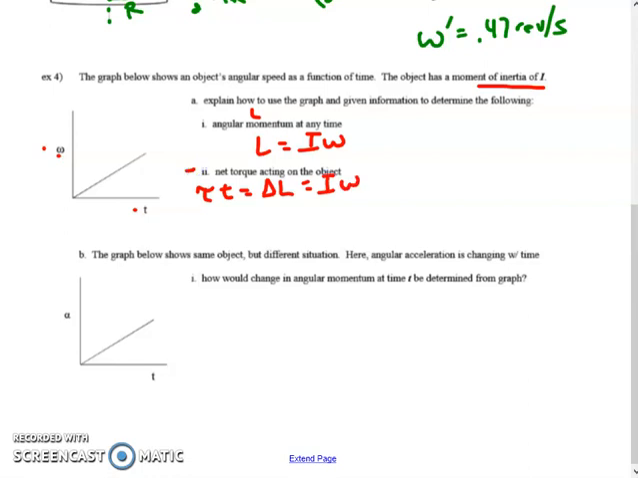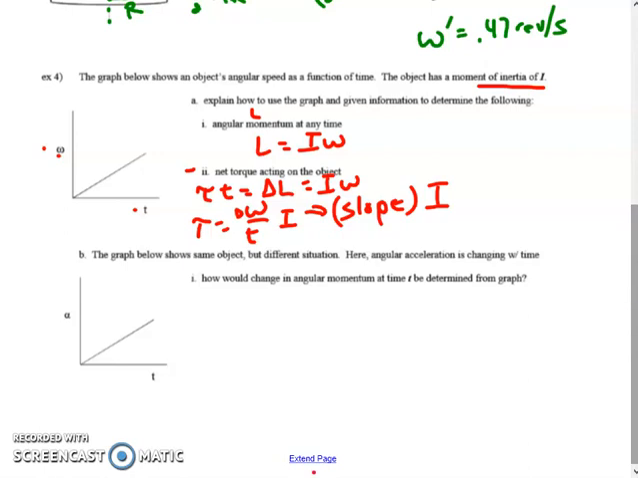So the net torque, if we solve it, is omega over t times I, and I want you to recognize omega over t, or the change of omega over t, as the slope. So the torque in this is nothing more than the slope of this graph multiplied by the given moment of inertia.